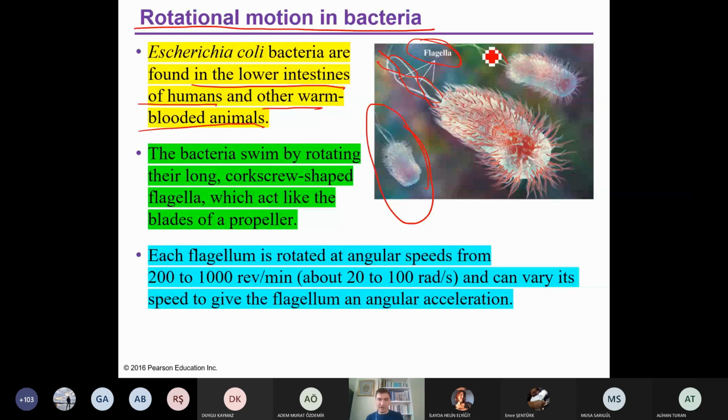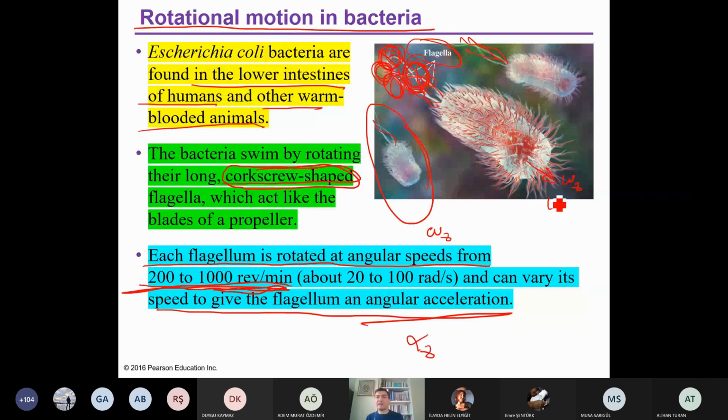They have flagella, and their shape is described with this expression, corkscrew. Each flagellum is rotated at angular speeds from 200 to 1000 revolutions per minute. It is amazing, huge, about 20 to 100 radians per second, and they can vary its speed to give the flagellum an angular acceleration. So they can produce angular acceleration. Then they can travel within the intestines of humans and also other warm-blooded animals. This is an example of rotational motion in bacteria.